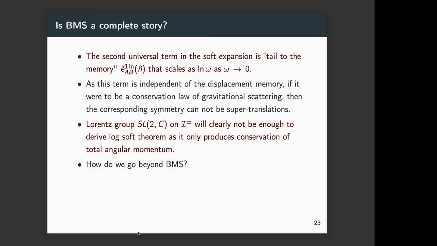In the BMS symmetry, the only other remaining part is just the part of the Poincare group which remains after we remove translations, which is the Lorentz group. And that would, of course, clearly not be enough, because we know that the conservation of Lorentz charges simply tells us that the total angular momentum is conserved. But this log tail to the memory is a far more nuanced thing than just total angular momenta. So, of course, the natural question is that if we wanted to seek some symmetry which explains the universality of even the first log mode, how do we go beyond BMS?